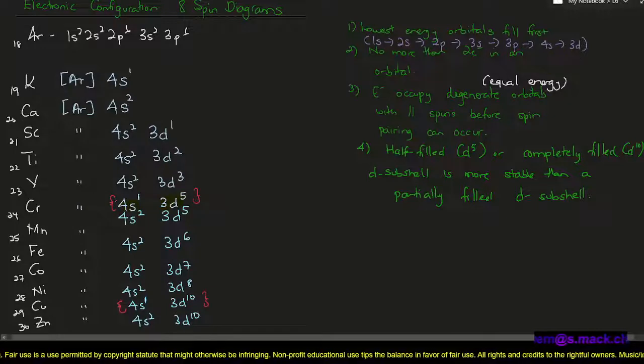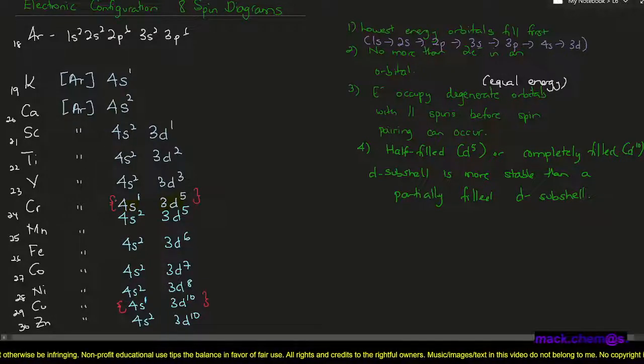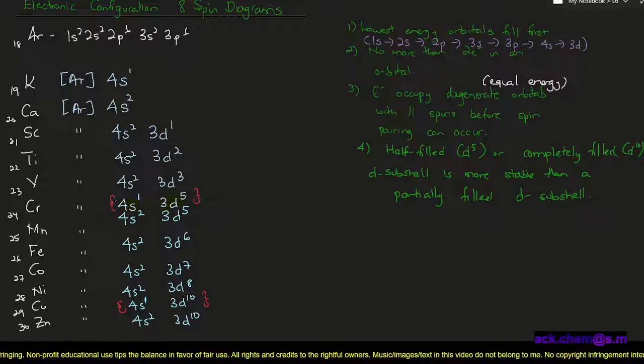And the reason for this is because electrons will transfer out of the 4s orbital to create a half-filled, which is D5, or a completely filled, which is D10 subshell. And this is because this type of electronic configuration is more stable than a partially or incompletely filled D subshell.